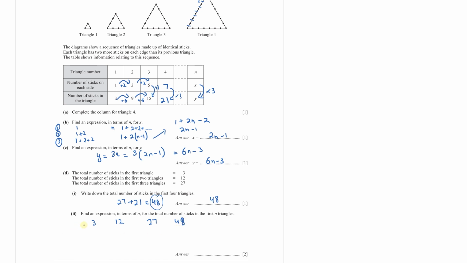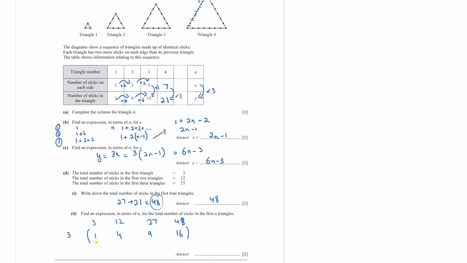Now, the best way to get a grasp of these problems is to practice as many as possible. If you look at the numbers in this sequence, 3, 12, 27, 48, I can see that I can take 3 common. So this becomes 1. If I take 3 out of 12, I get 4. 27 divided by 3 is 9. 48 divided by 3 would be 16.